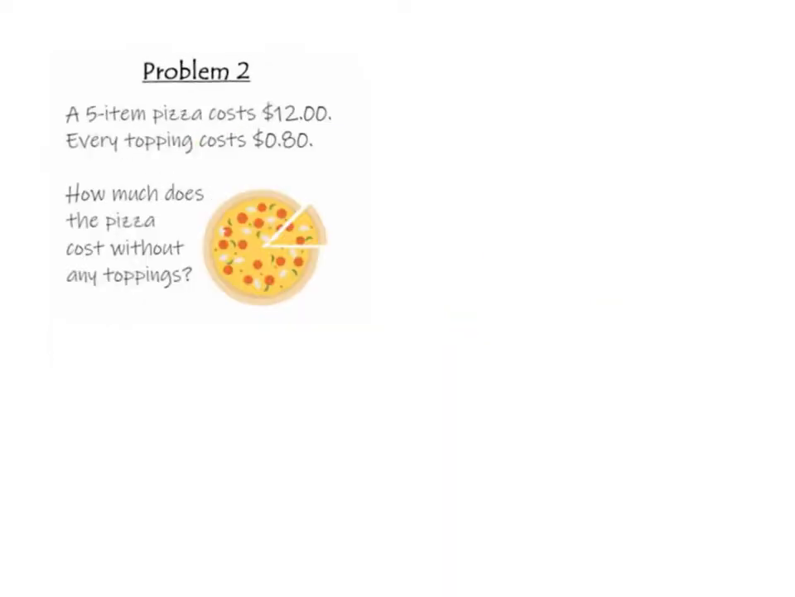In this problem, we are told that a 5-item pizza costs $12 and that every topping costs 80 cents. We're asked to determine how much the pizza will cost without any toppings. We can recognize that we are given a point, (5, 12), and we are given a slope, or a rate of change, of 80 cents per topping.